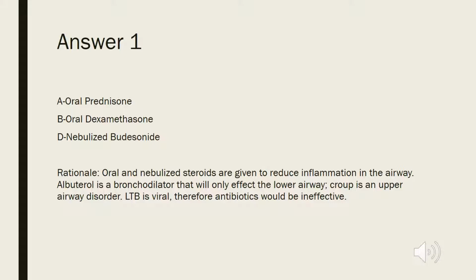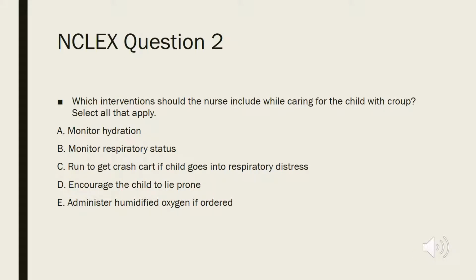NCLEX question 2. Which interventions should the nurse include while caring for the child with croup? Select all that apply. A. Monitor hydration. B. Monitor respiratory status. C. Run to get a crash cart if the child goes into respiratory distress. D. Encourage the child to lie prone. E. Administer humidified oxygen if ordered.